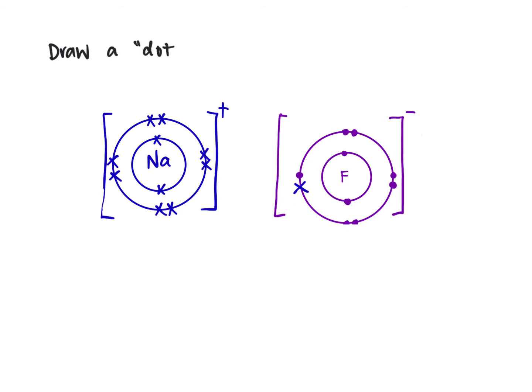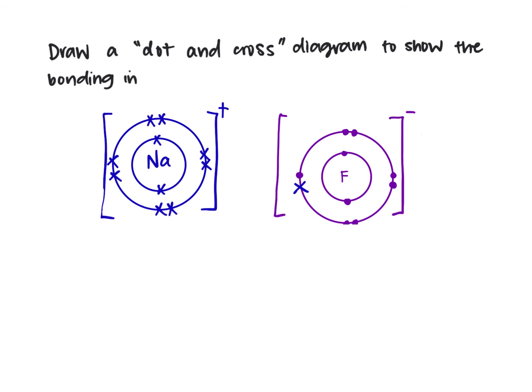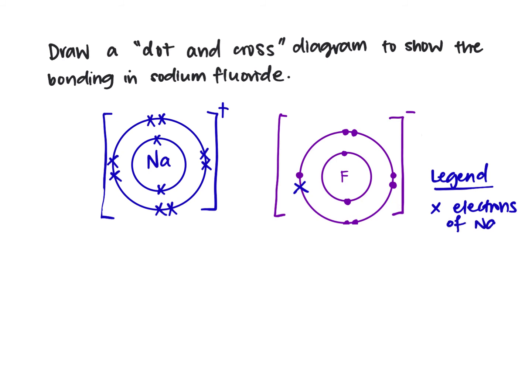If the question asks you to draw a dot and cross diagram to show the configuration or the bonding between sodium and fluorine, or in sodium fluoride, just to let you be very clear of all the different types of electrons, crosses represent the electrons of sodium and dots represent the electrons of fluorine.